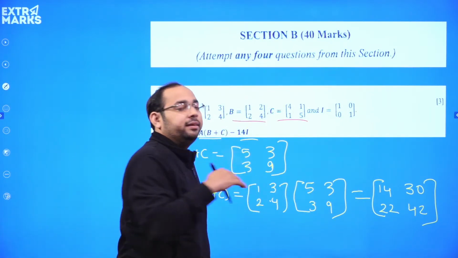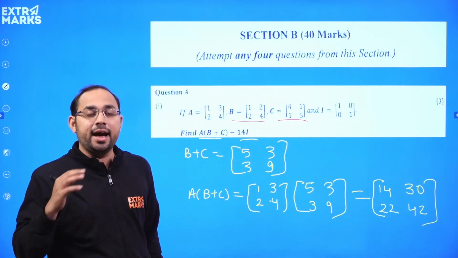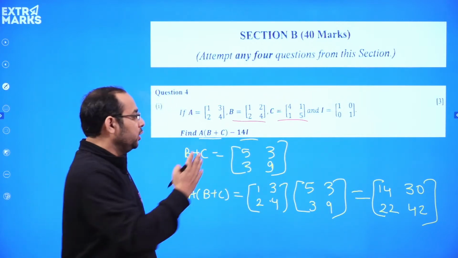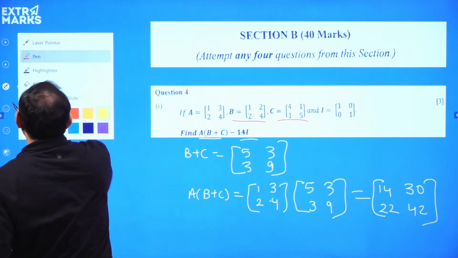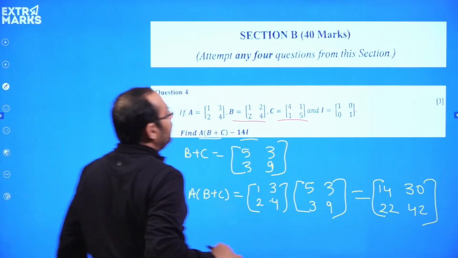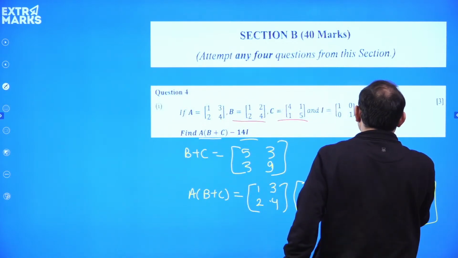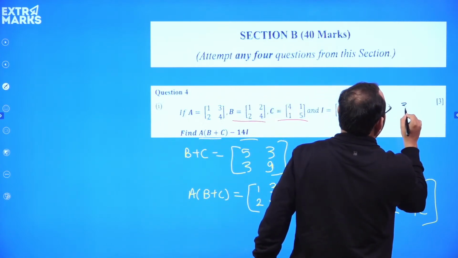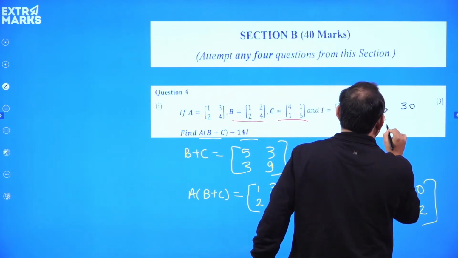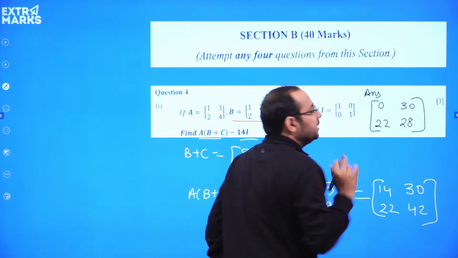Now from here what you have to do is you have to subtract 14I. 14I is identity matrix. So 1001 multiplied by 14. I'll tell you the final answer you will get. So you are going to get the answer as 0, 30, 22, 28. This is the final answer.